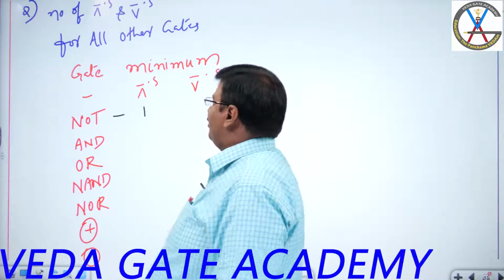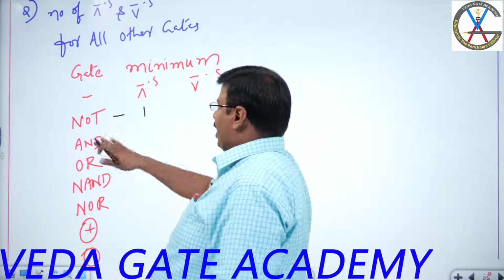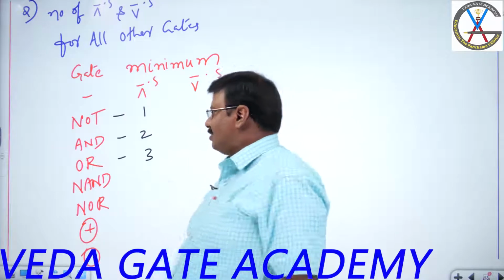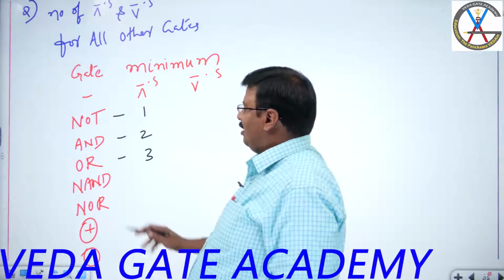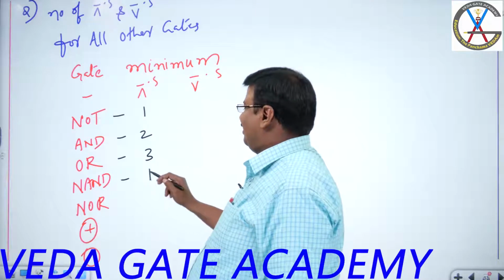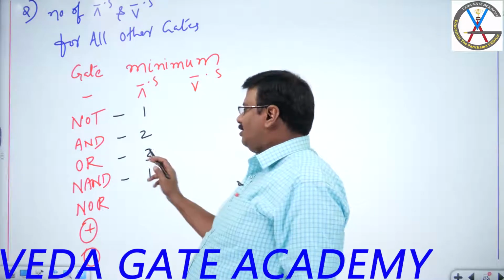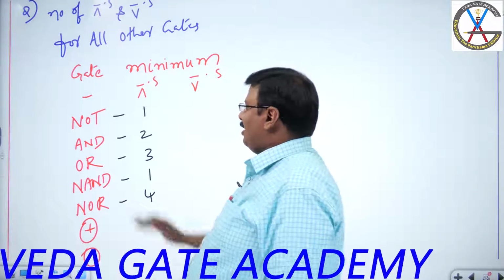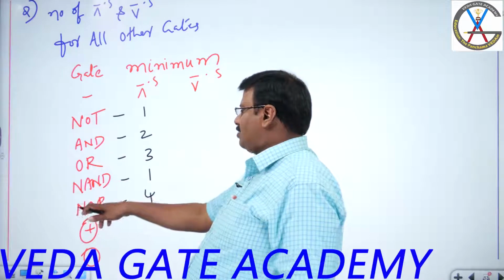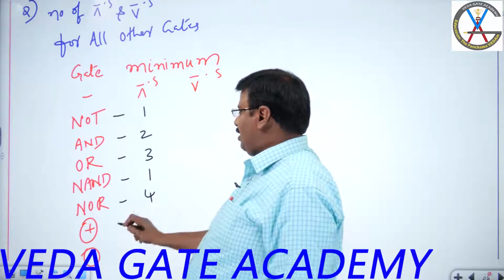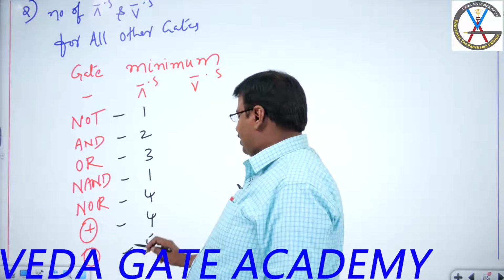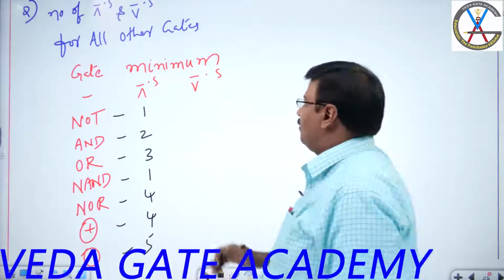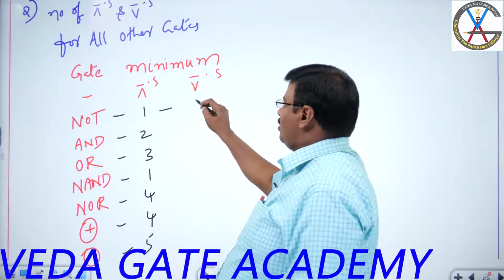NOT, how many? One. So NOT by NAND 1, AND by NAND 2, OR by NAND 3, NAND by NAND 1 only. NOR by NAND: how many are taken for OR? 3. OR and NOR have an inversion relation, so 3 plus 1, 4. XOR by NAND, you remember, 4 gates. XNOR, 5 gates. These numbers I'm picking up from the previous sessions, from the diagrams I have drawn and explained. And NOT by NOR, 1 only.